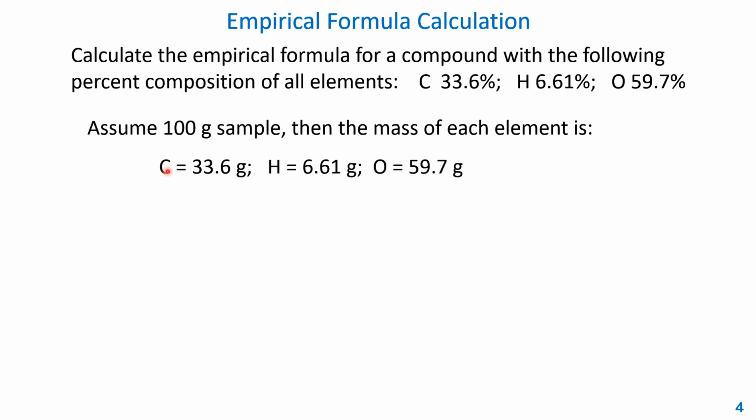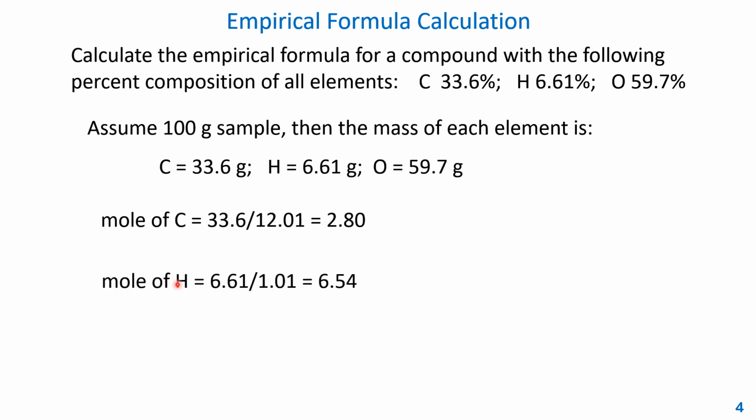Now we can convert each element's mass to mole. The mole of carbon equals mass divided by molar mass of carbon. It's 2.8. Mole of hydrogen is the mass divided by molar mass of hydrogen, which is 6.54. The mole of oxygen is 59.7 divided by molar mass of oxygen, which is 3.73. Now we have the moles of the 3 elements. We need to find the smallest number.